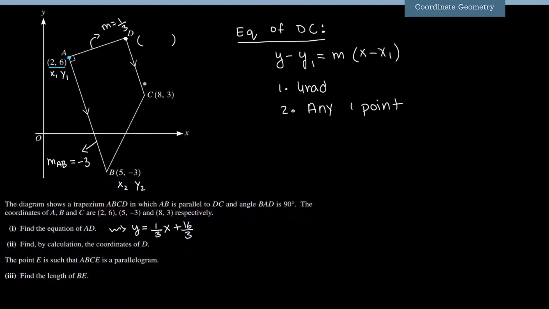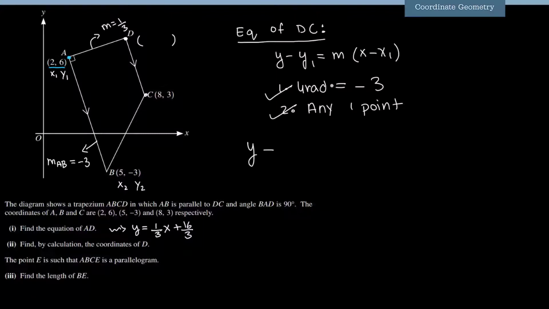I do know a point on this line, that is point C. So I know this. I need to find the gradient of this line. Well, I know that this line and this line are both parallel to each other and the gradient of parallel lines is the same. So I can conclude from this that the gradient of this line is equal to the gradient of line AB, which we found was minus 3. So the gradient is equal to minus 3. Now I know both of these two, so I can put these in my formula.